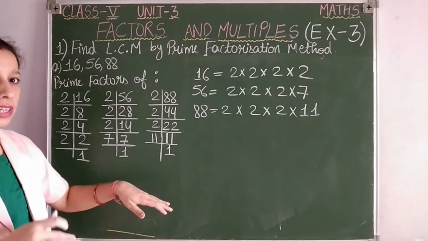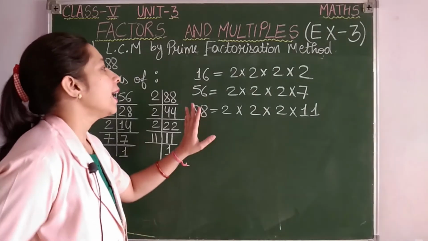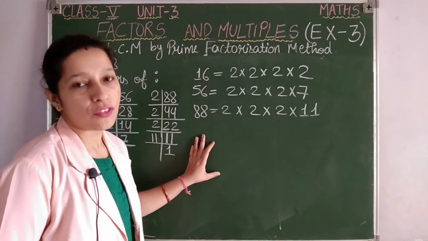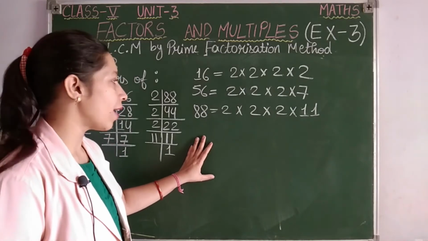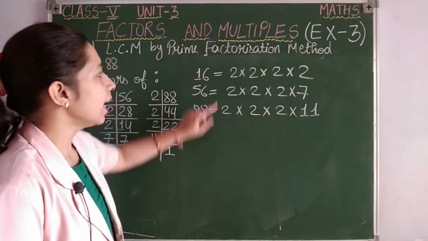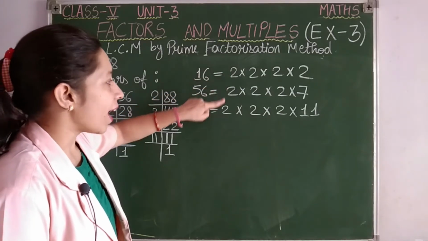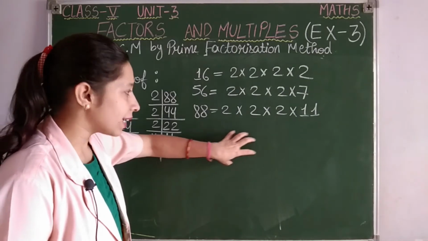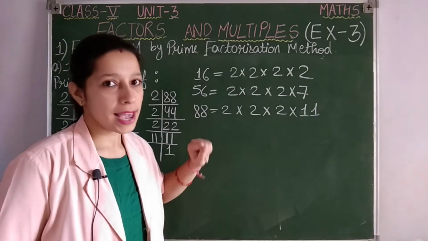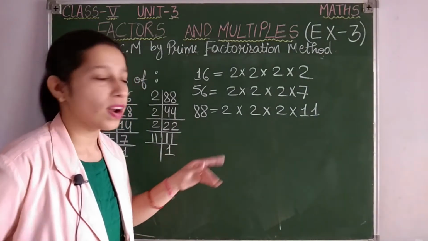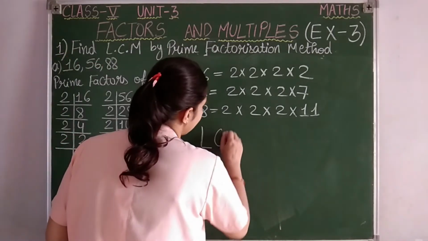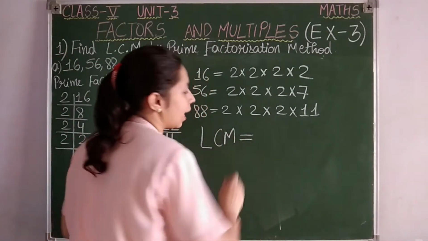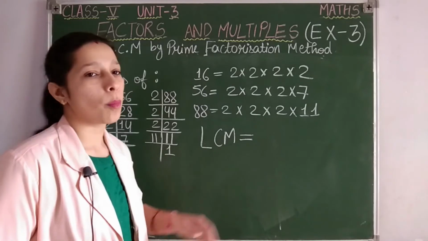But the change is in the next step. See, if we want to calculate the HCF for these three given numbers, students, then what we have to do, we will simply write HCF here. Then we will see the factors which are common for all the three numbers, na? Then we will pick those factors and multiply and we will get the HCF. But here we are not finding HCF, but we are finding LCM, students. Okay. Now you are going to find the least common multiple.